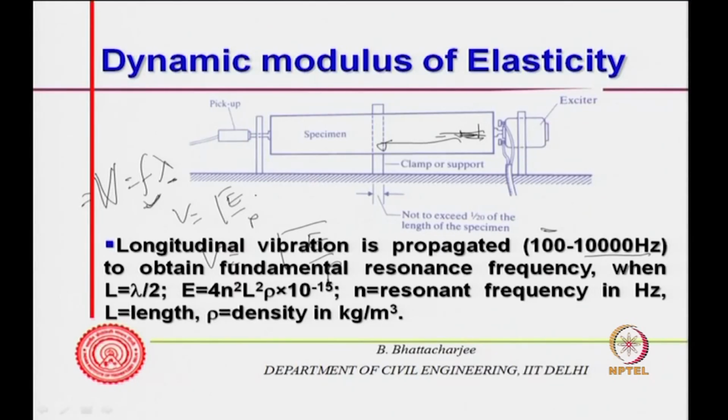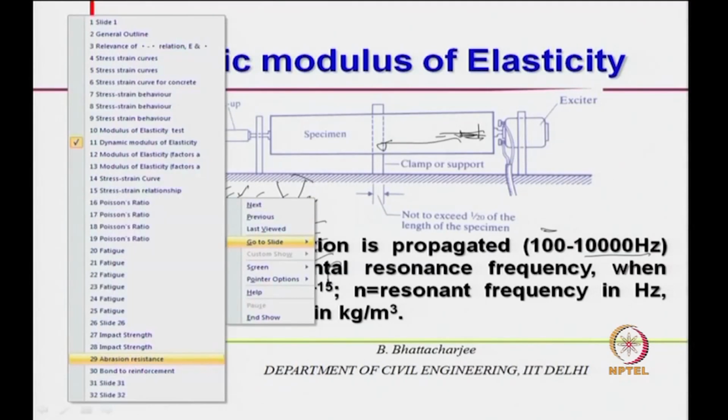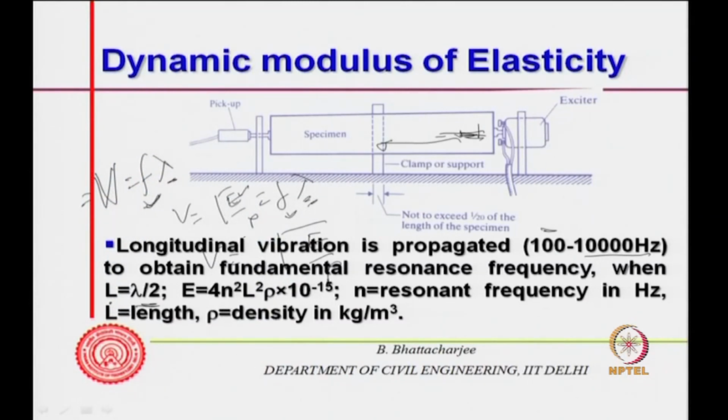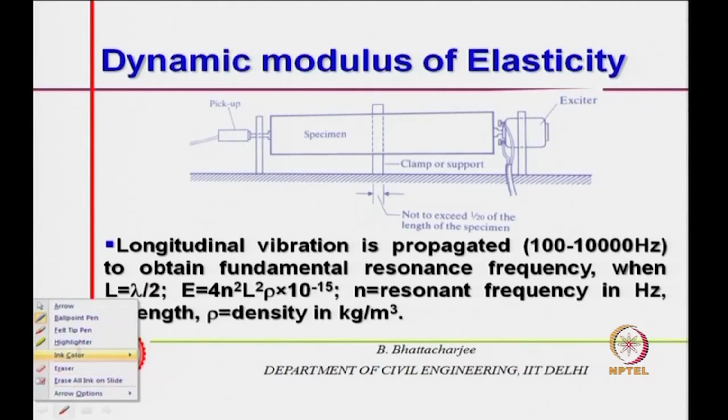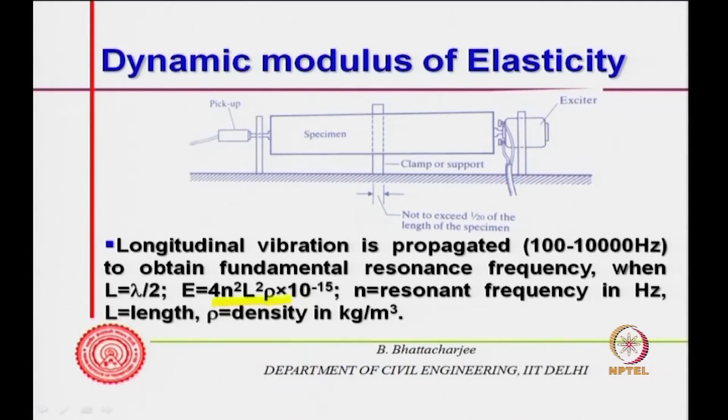Therefore, you can relate E to V, which is a function of E by rho, and is also equal to f lambda. At the resonant frequency, lambda is known, given by this equation, since you know L. So, lambda is 2L. In other words, you can find out E, because f is known and L is known. So you can find E as 4 n square L square rho into 10 to the power 15, where n is the resonant frequency, f that I was saying.